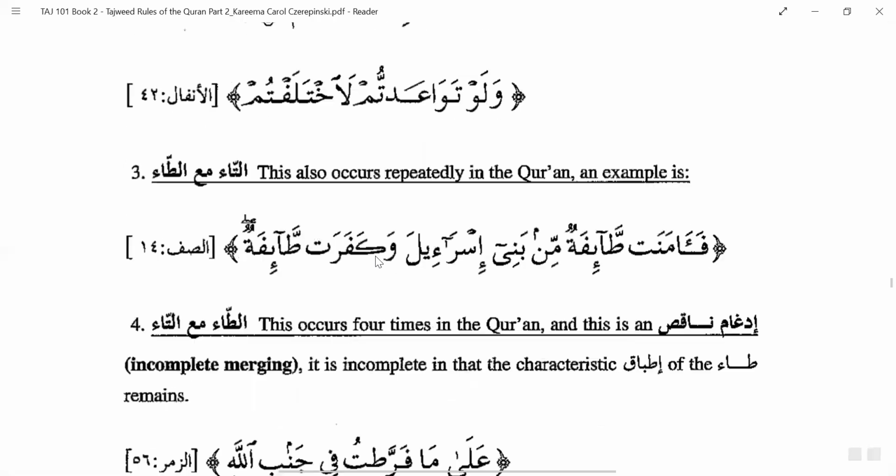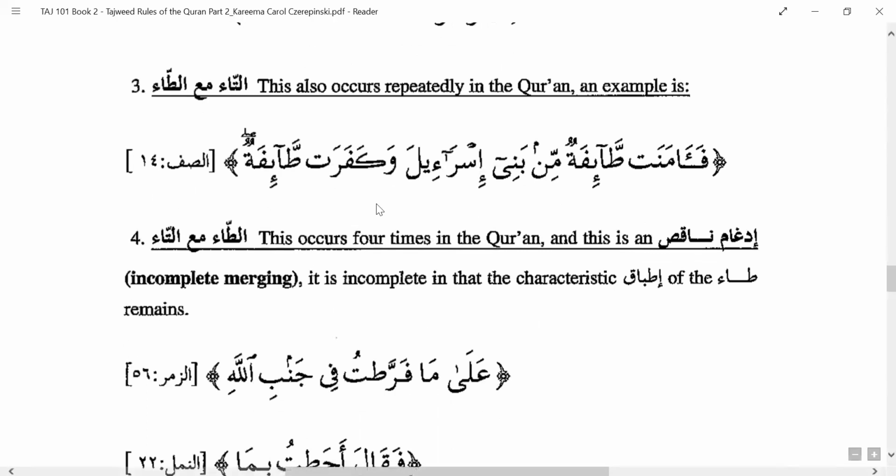Then you have ta and ta here. وَكَفَرَتْ طَائِفَةٌ. You will not say كَفَرَتْ with this ta; you will join it to the ta. فَآمَنَتْ طَائِفَةٌ. You will do idgham at ta. You will not recite this small ta.